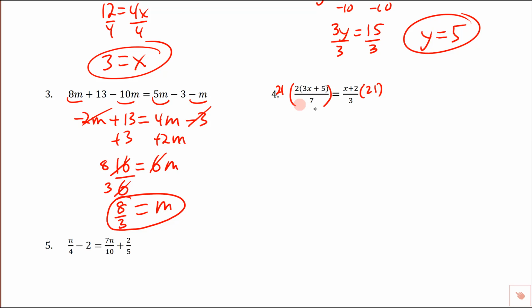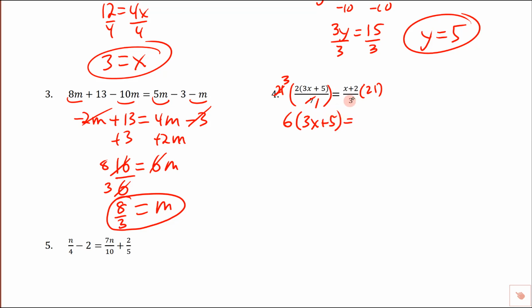So when we multiply here, we need to be a little careful. The 7 is going to cancel to be a 1, and this is going to cancel to be a 3. So what we've got here is a 3 times 2 times this stuff in parentheses, the 3x plus 5. Please don't make a mistake and distribute it to the 2 and then distribute it through there. We're multiplying the two of these together. 3 times 2 is 6. And then that stuff in parentheses, we're going to take care of that in just a second.